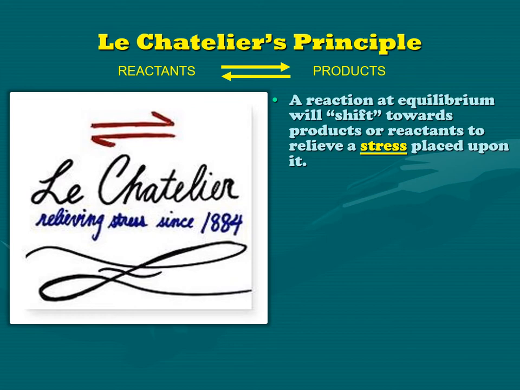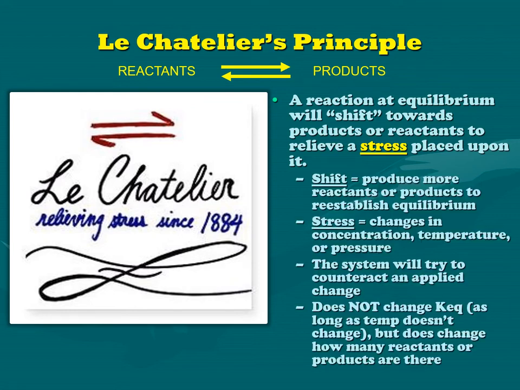First of all, what does shift mean? Well, a shift means that it will produce more of either the reactants or the products to reestablish that equilibrium. So if I shift to the reactants, it means I'm producing more reactants, or if I shift to the left. If I shift to the right, I'm going to produce more products.